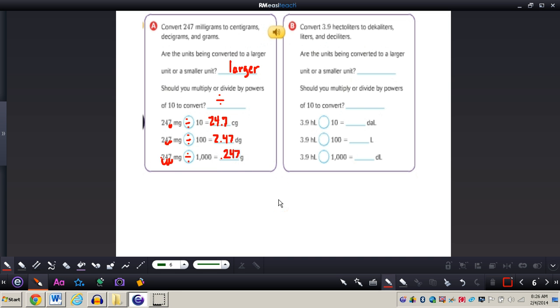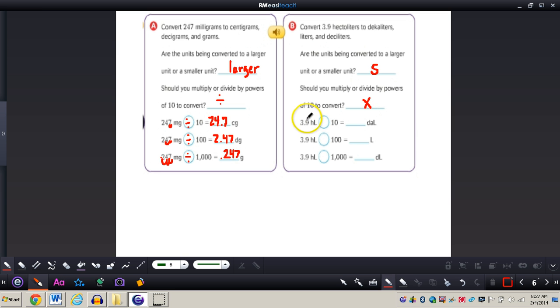Now for box B, convert 3.9 hectoliters to decaliters, and then also liters and deciliters. Remember, whenever we're dealing with liters, that's capacity. The first question we need to think about is whether the units are being converted to a larger or a smaller unit. We know that it is going to be smaller. I'm going to write S here, and you can just write smaller in your book. Should you multiply or divide by powers of 10 to convert? Since we're going from larger to smaller, we are going to multiply.